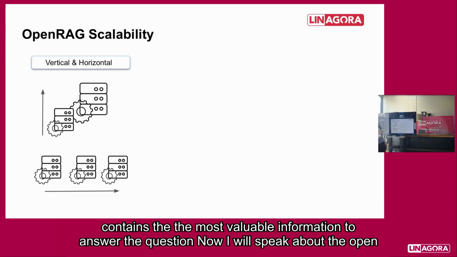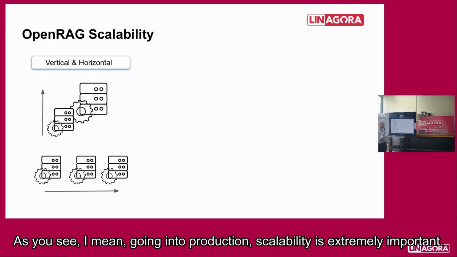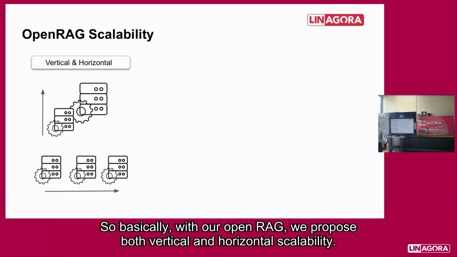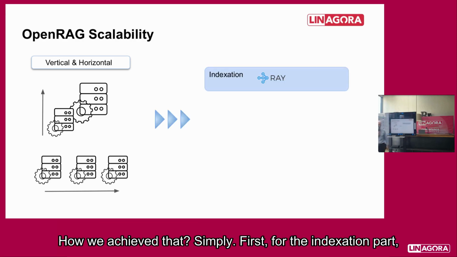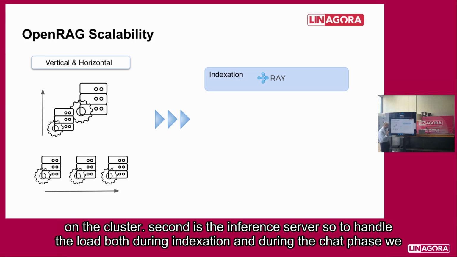Now I will speak about the OpenRAG scalability. As you see, going into production, scalability is extremely important. So with our OpenRAG, we propose both vertical and horizontal scalability. How did we achieve that? First, for the indexation part, we rely on the highly scalable Ray framework that can run the indexation on a cluster.